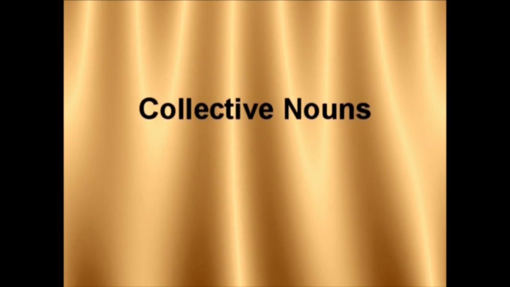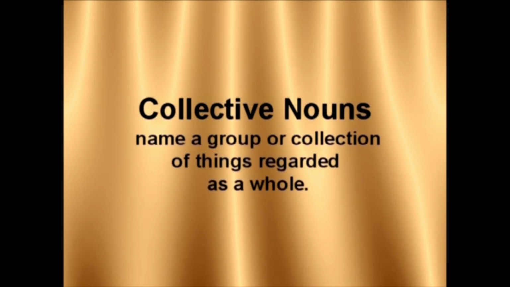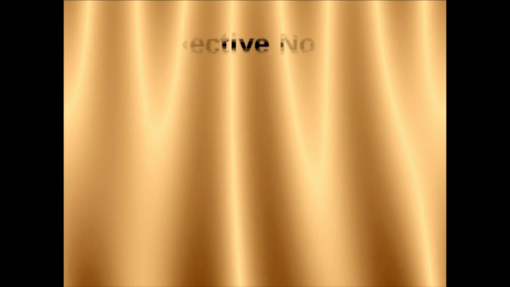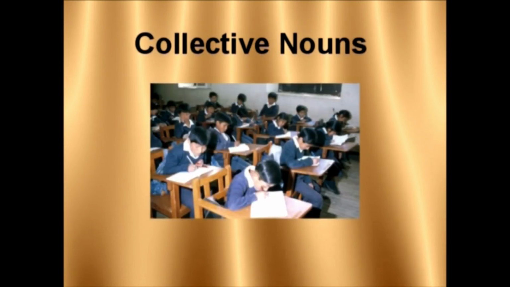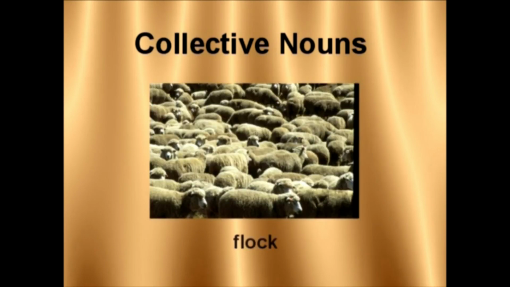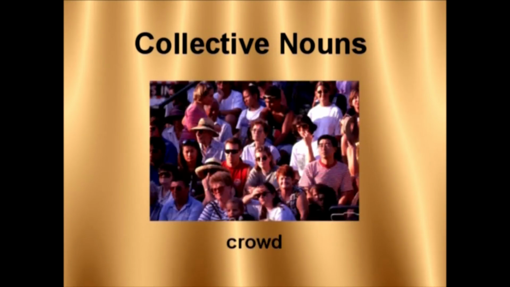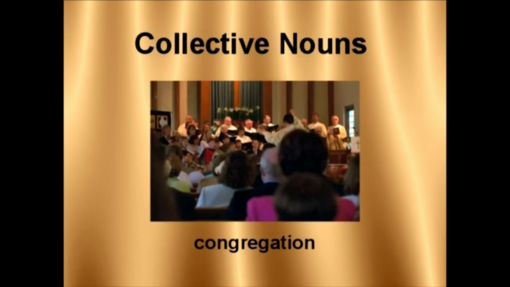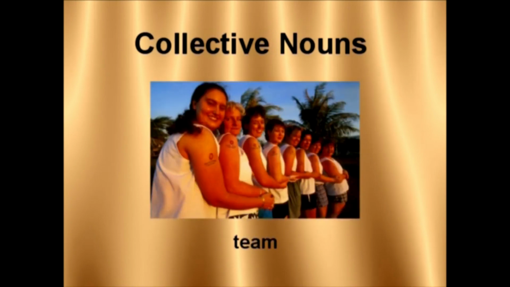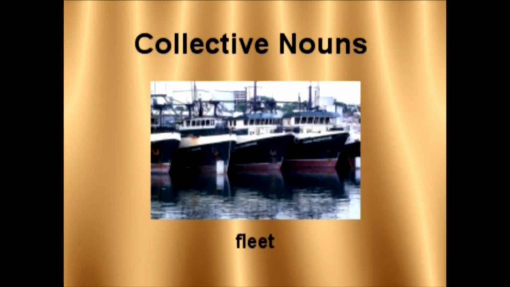Some nouns are also called collective nouns. Collective nouns name a group or collection of things regarded as a whole. Examples of collective nouns are class, club, flock, crowd, congregation, team, jury, fleet.